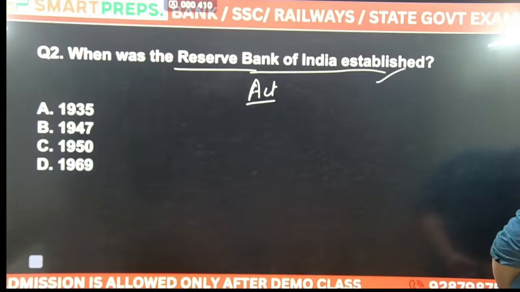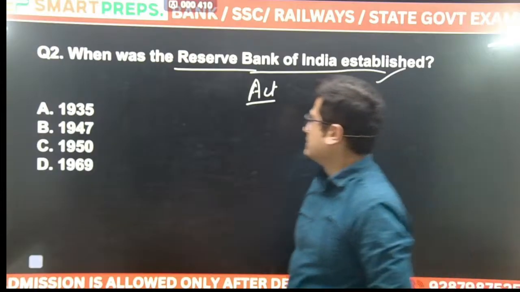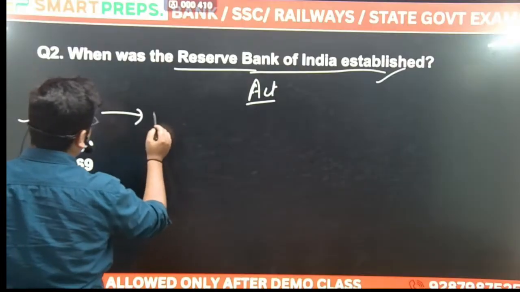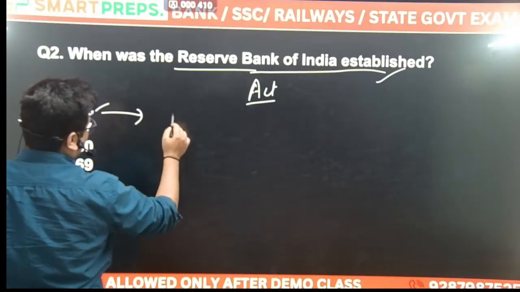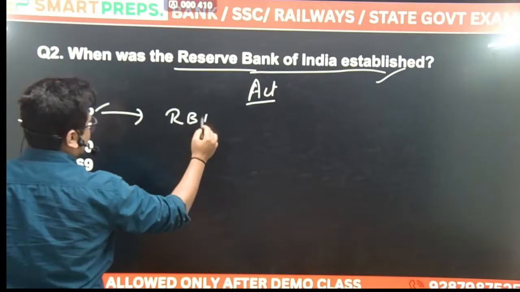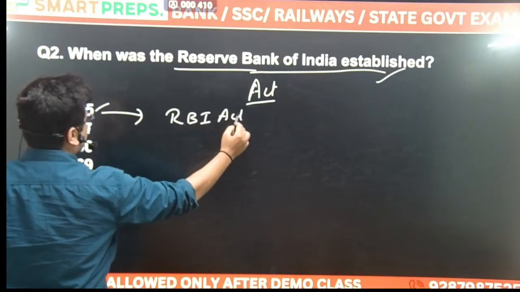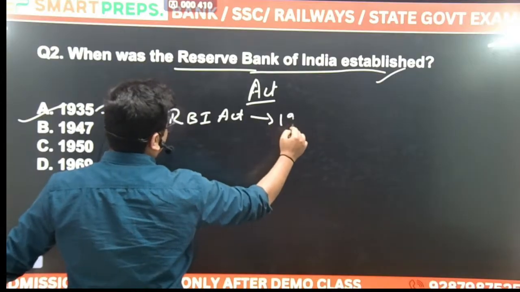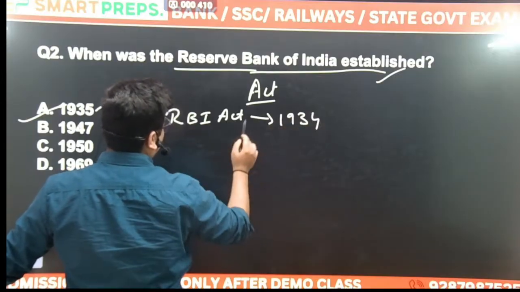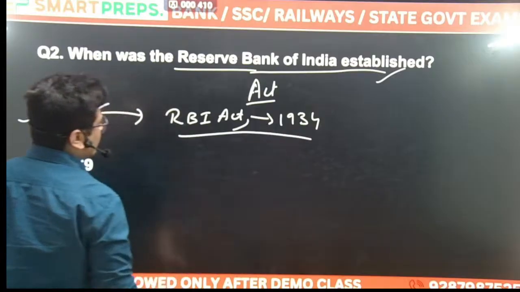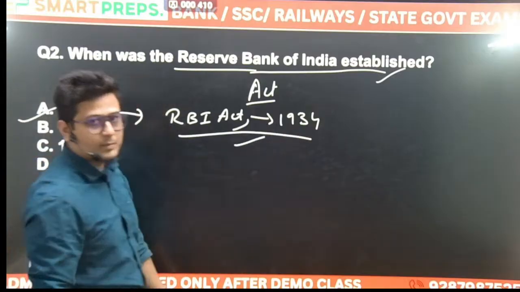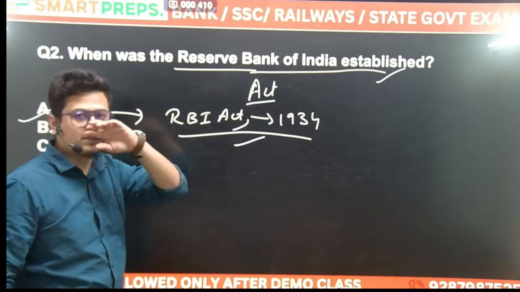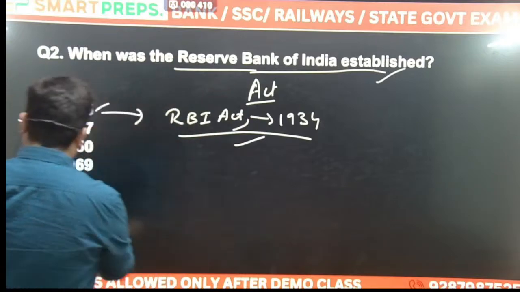1935. Yes. Reserve Bank of India was established during the British colonial era itself. It was in the year 1935. Under which act? RBI Act. When was the RBI Act passed? It was passed in 1934. In 1934 this act, the RBI Act, was passed, and in 1935 the Reserve Bank of India was established.